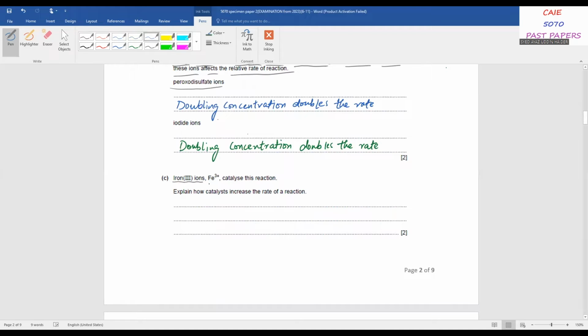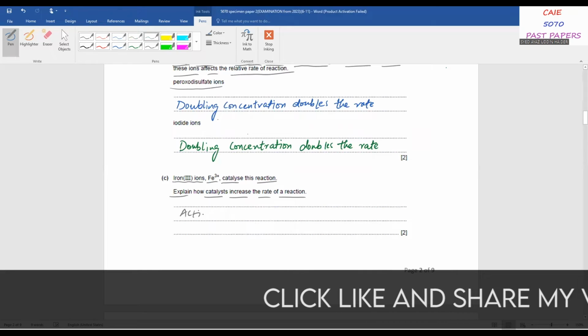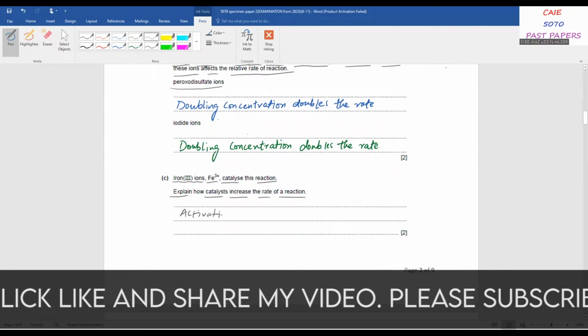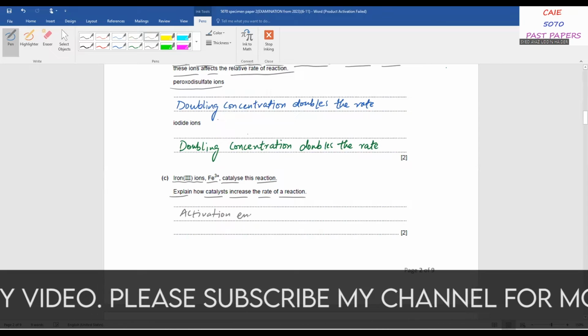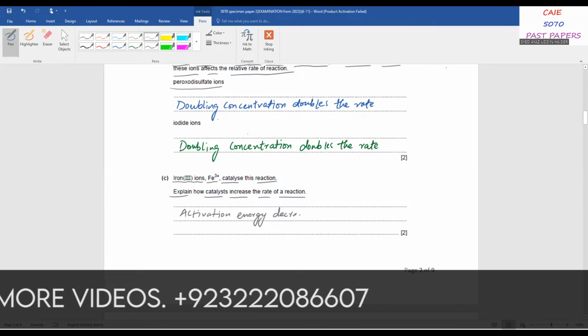Iron(III) ions, Fe3+, catalyze this reaction. Explain how a catalyst increases the rate of a reaction. It decreases the activation energy, so you'll write that activation energy decreases.